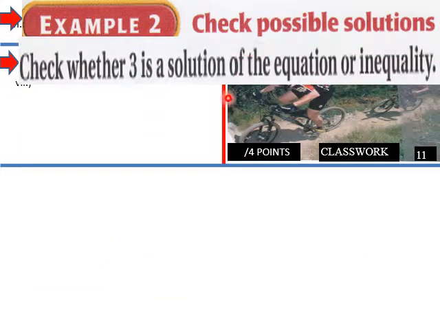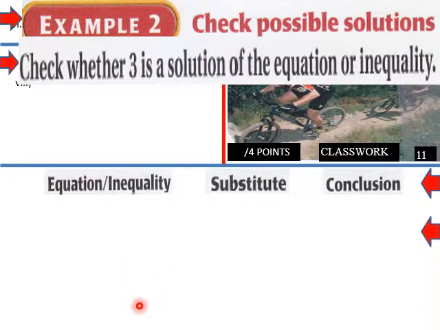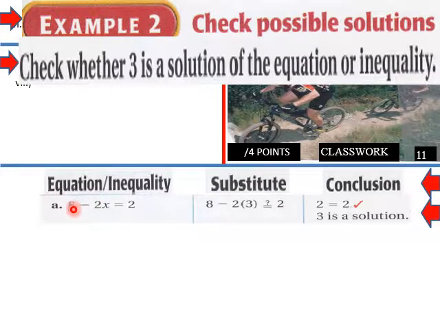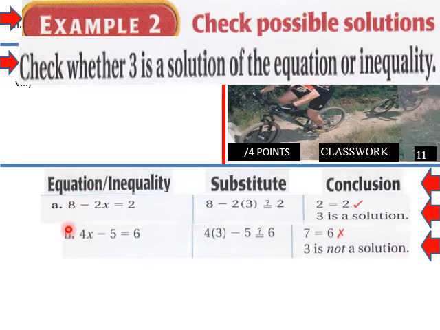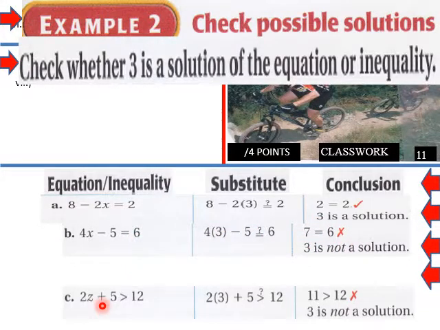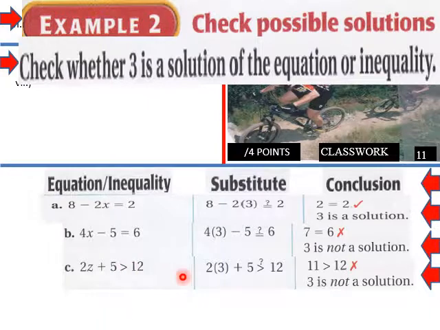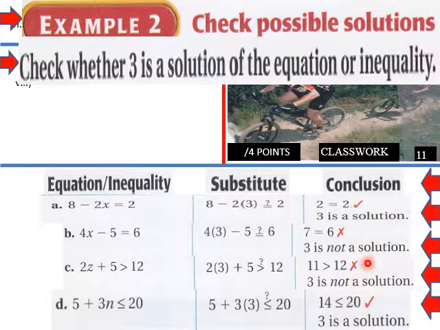Okay, so example 2, check possible solutions. Check whether 3 is a solution of the equation or inequality. In this case, 8 minus 2x equals 2. We substitute in, and yes, 3 is a solution. Then here, 3 is not a solution because 7 does not equal 6 when you substitute in. And for our inequality, we plug in 3 for z: 6 plus 5 is greater than 12? No. So 3 is not a solution there.